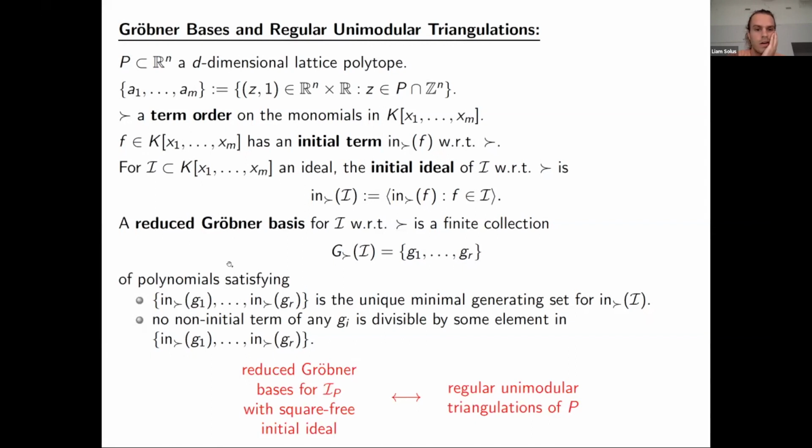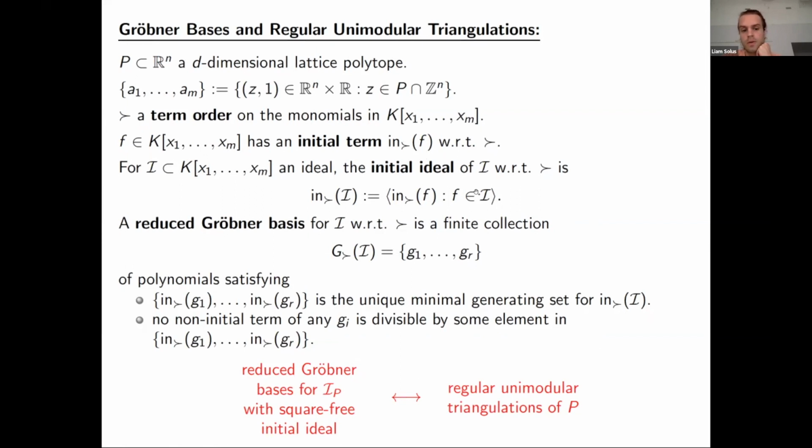Yeah, for any polynomial f, we're going to have an initial term. So this is just the largest term with respect to the given term order that we've taken. And then for any ideal, we can define its initial ideal to be the ideal generated by those initial terms for every polynomial in our ideal.